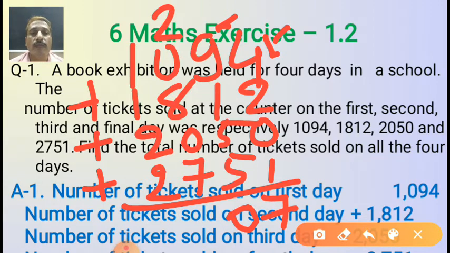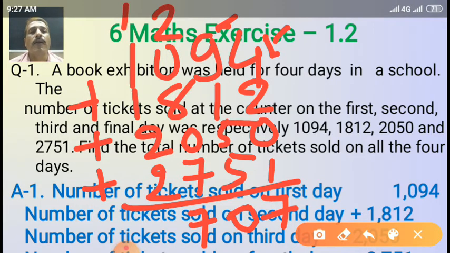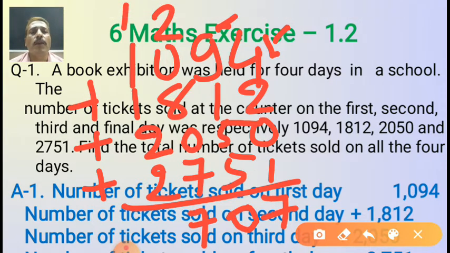Yes. Now 2 plus 0, 2. 2 plus 8, 10. 10 plus 0, 10. 10 plus 7, 17. So 17, 7 is here and 1 is the carryover. Okay student, look here. 1 plus 1, 2. 2 plus 1, 3. 3 plus 2, 5. 5 plus 2, 7. Yes, your answer is right.